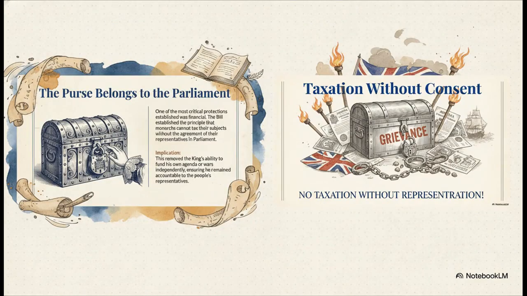And this comparison just lays it all out perfectly. On one side, you've got the rule from 1689. The people's representatives control the money. On the other side, you've got the reality in America, colonists getting slammed with taxes from a parliament where they had no voice, no vote, nothing. This is it. This is where that thunderous cry, no taxation without representation, comes from.